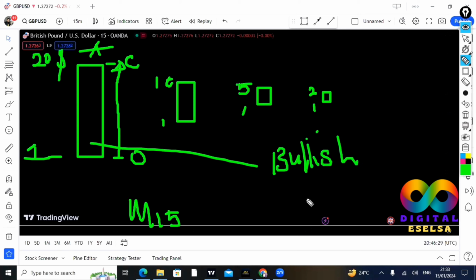Are you getting it now? The highest bullish momentum happened in candlestick A, followed by candlestick B, followed by candlestick C, and followed by candlestick D.